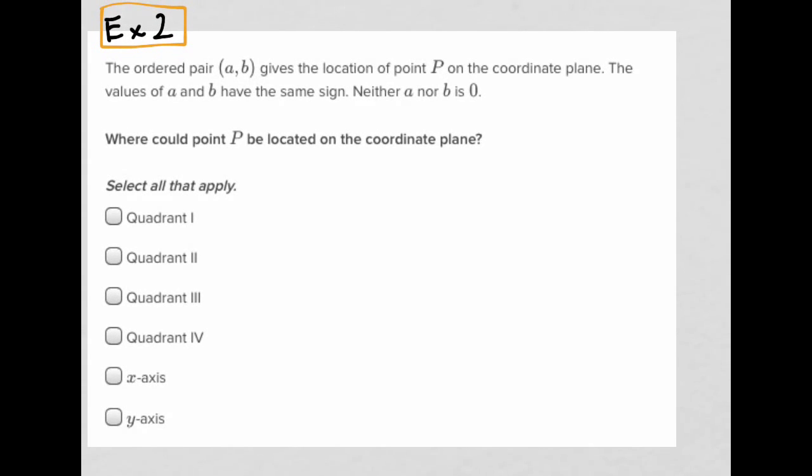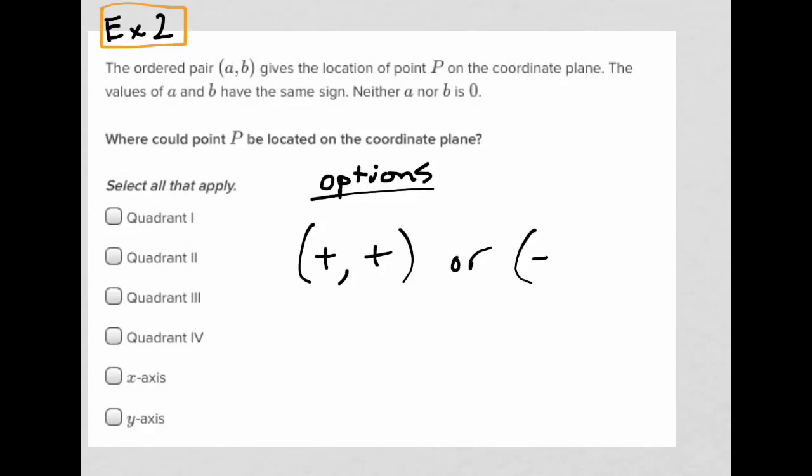Let's move on to example 2. The ordered pair (A, B) gives the location of point P on the coordinate plane. The values of A and B have the same sign. Neither A nor B is 0. So what are my options? Well, if they have the same sign, if the first one's positive, the second one would have to be positive. Or, if they have the same sign, they would both be negative, right?